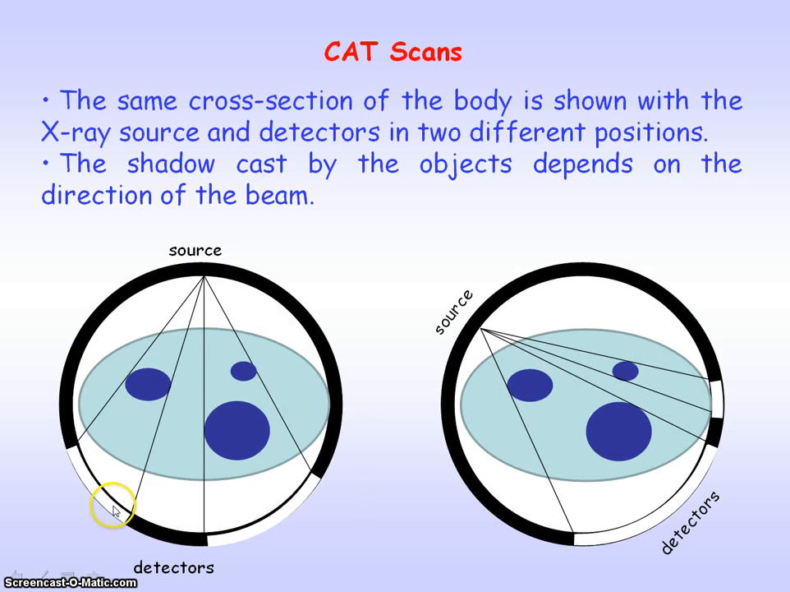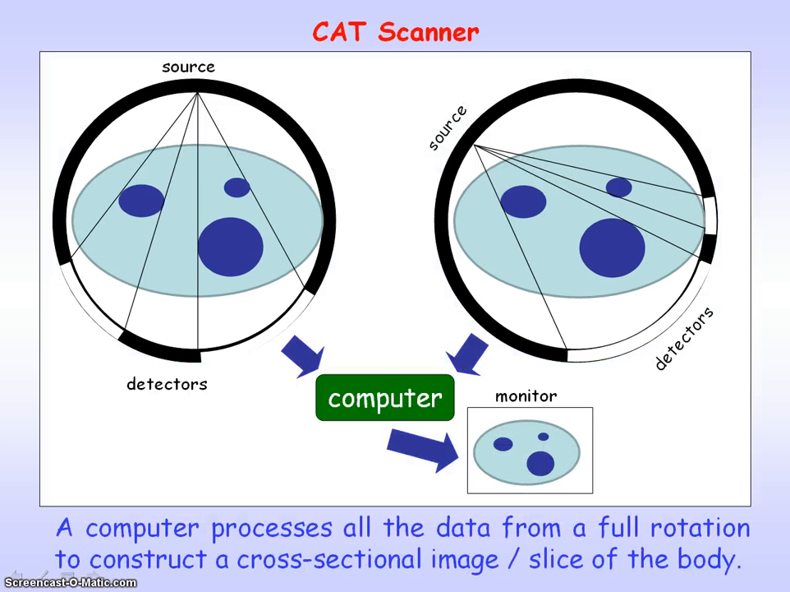These diagrams show the shadows cast by the objects in the same cross-section of the body. You can see that the shadows cast depend upon the direction of the X-ray beam. All the data from a full rotation is then sent to a computer which processes the data to construct the slice of the body.